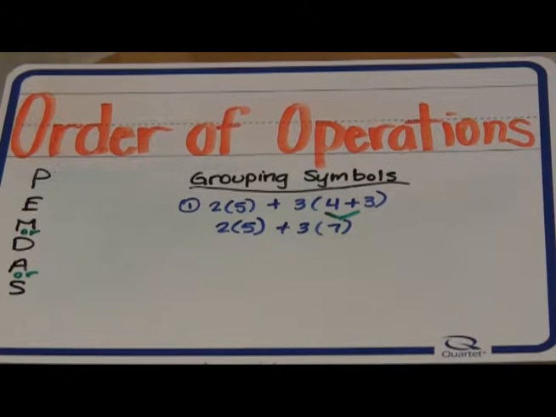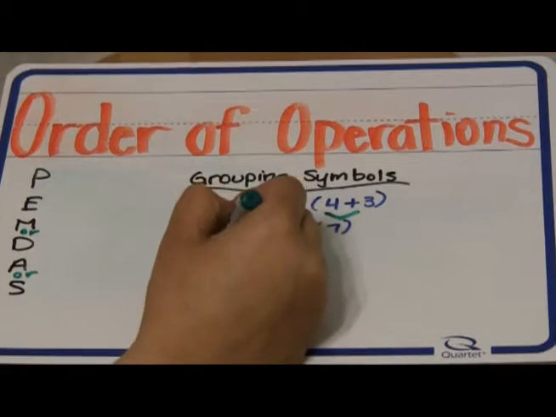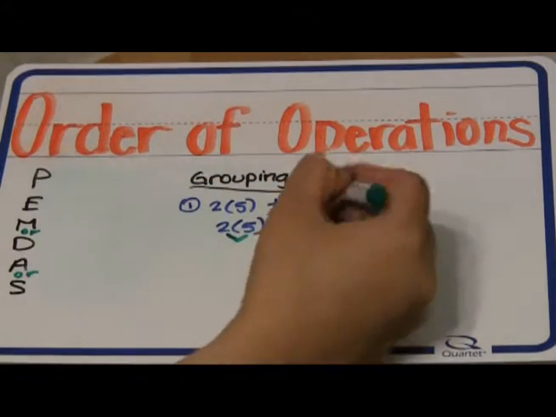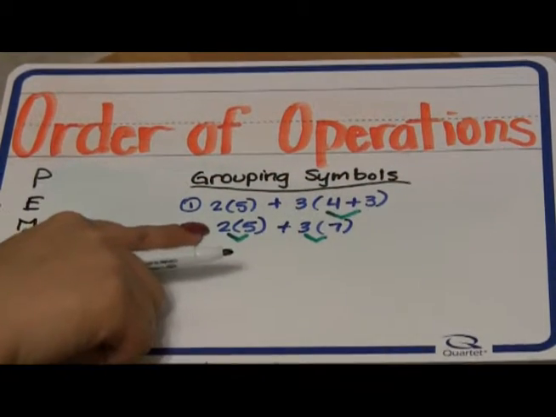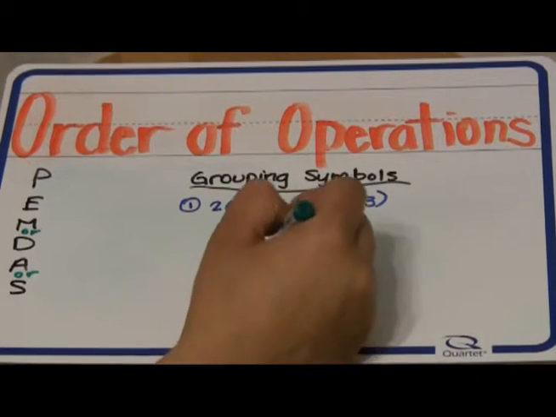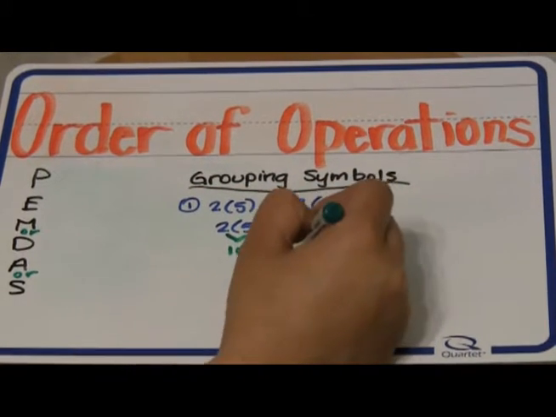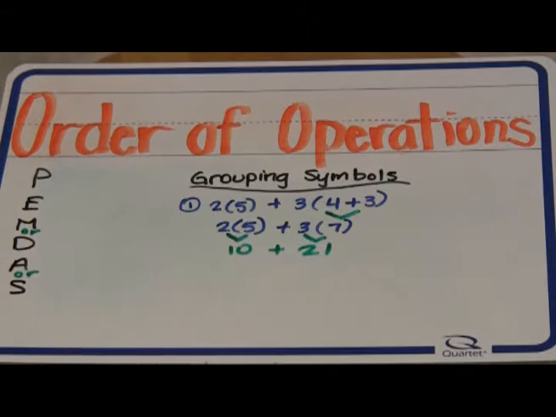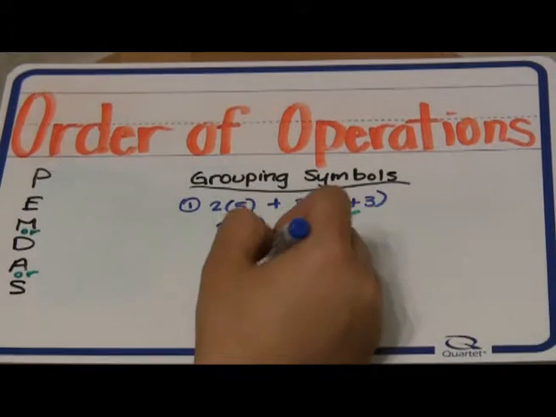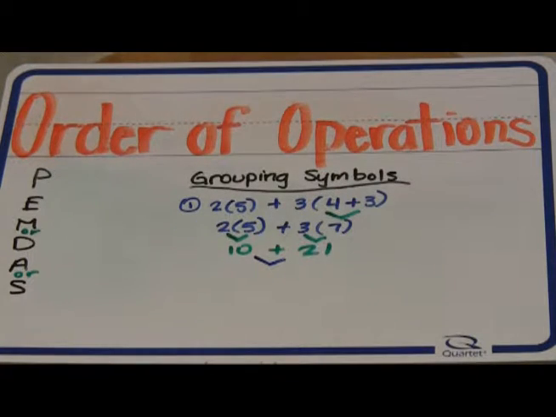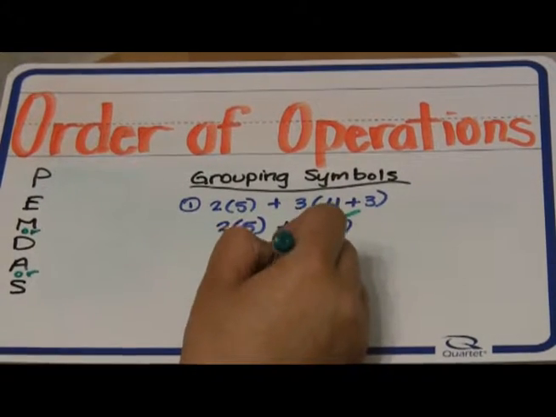Now working from left to right, I have multiplication, 2 times 5 here. I have 3 times 7 right here. 2 times 5 will give me 10, plus 3 times 7, which is 21. And since all I have is addition left, all I can do now is just add my numbers, 10 plus 21, and this will give me 31.